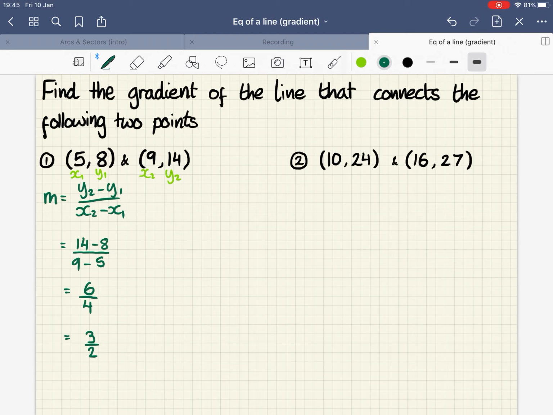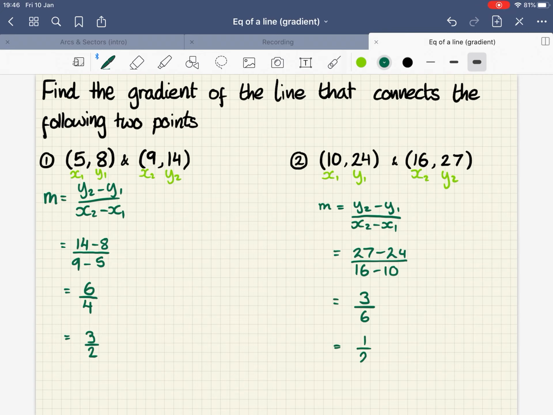Okay, this next one, again, writing out my formula. So I've got m equals y2 minus y1 all over x2 minus x1. So that's my first x and y coordinates, and that's my second x and y coordinates. So I'm going to have 27 take away 24 all over 16 take away 10. 27 take away 24 is going to give me 3. 16 take away 10 is just going to be 6. And they both divide by 3, so that simplifies to 1 over 2.